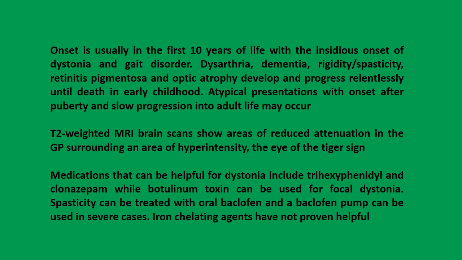T2-weighted MRI brain scans show areas of reduced attenuation in the globus pallidus surrounding an area of hyperintensity, also called the eye of the tiger sign. Medications that can be helpful for dystonia include trihexyphenidyl and clonazepam, while botulinum toxin can be used for focal dystonia. Spasticity can be treated with oral baclofen, and a baclofen pump can be used in severe cases. Iron chelating agents have not proven helpful.